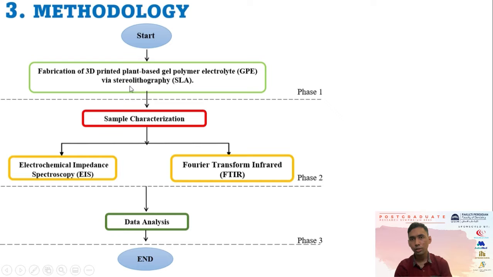Phase 2 is the sample characterization with two methods, which are electrochemical impedance spectroscopy (EIS) and Fourier transform infrared (FTIR). After getting all the results, the data will be analyzed.